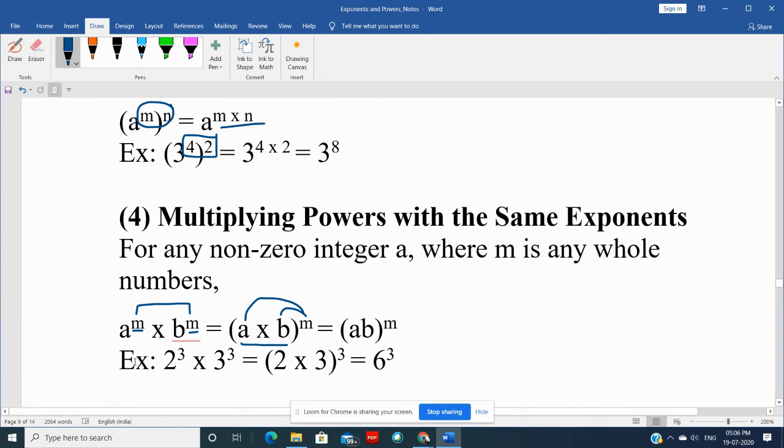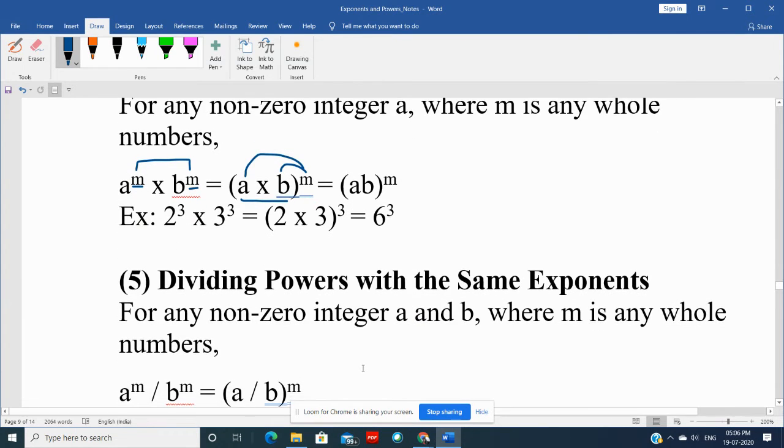Let's see the same thing with numbers. 2 cube into 3 cube. If you notice, the powers are the same, that is 3 and 3. So we'll just multiply 2 into 3 and whole power 3, that is 6 raised to 3, that is 6 cube.